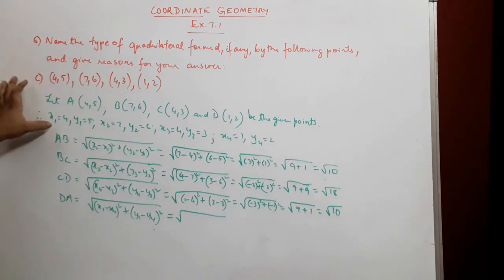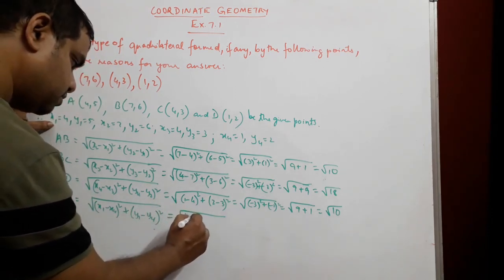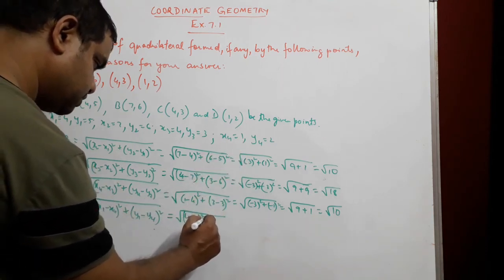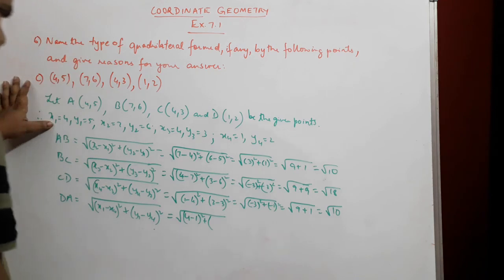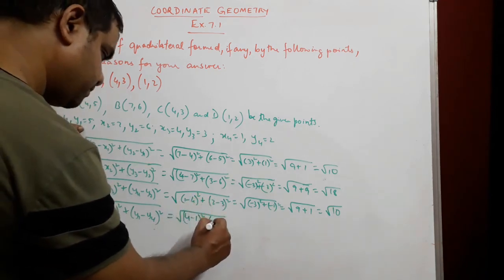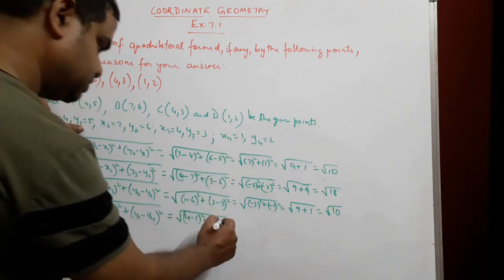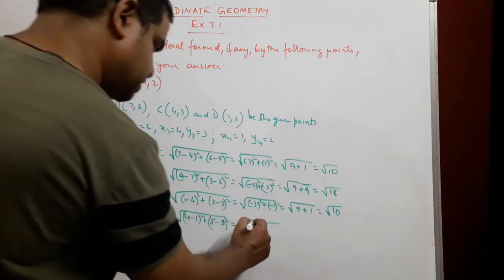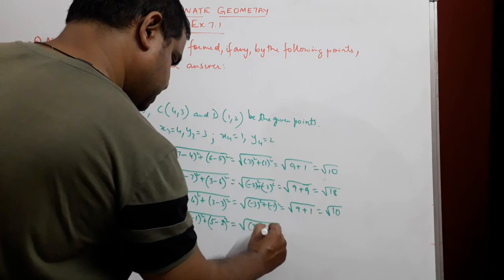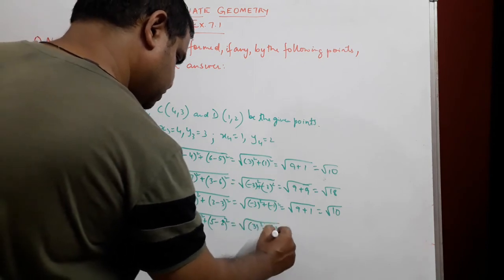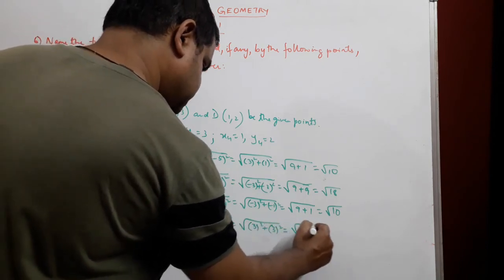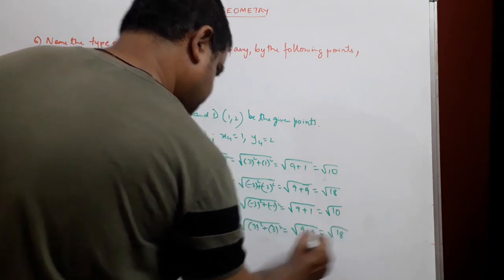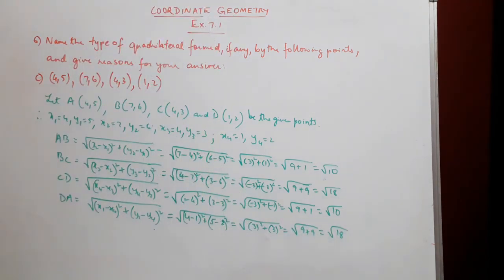Finally, we have DA, x1 minus x4. x1 is 4 minus x4, which is 1, or minus 1 whole square, plus y1, which is 5, minus y4, which is 2 whole square. That gives us 4 minus 1 is 3 whole square, plus 5 minus 2 is 3 whole square. That gives us 9 plus 9 equal to square root of 18.